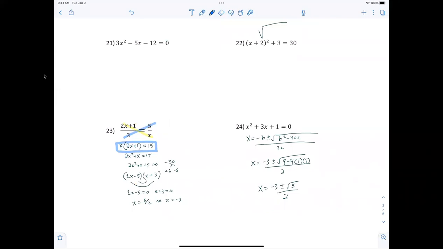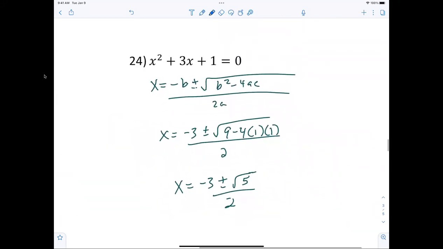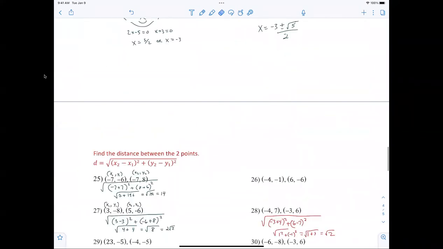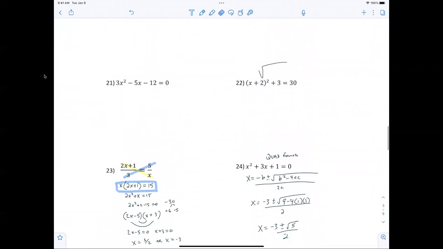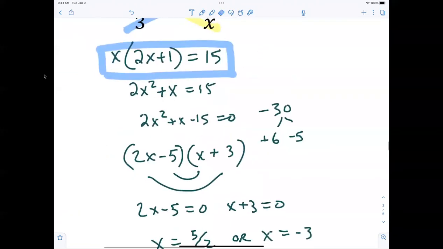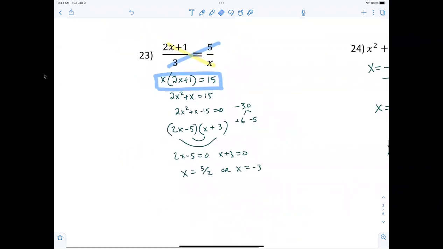24, quadratic formula. Again, how do I know that? Because the middle term is odd and it doesn't factor. So that's why I want you to do the quadratic formula. Wait, for number 23, after cross multiplying, what does it become? 2x squared plus x equals 15. Then you move the 15 over and solve it by factoring.